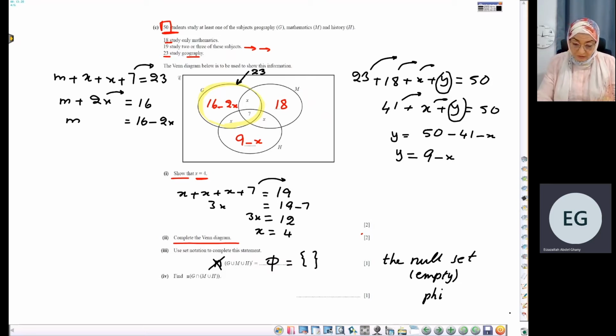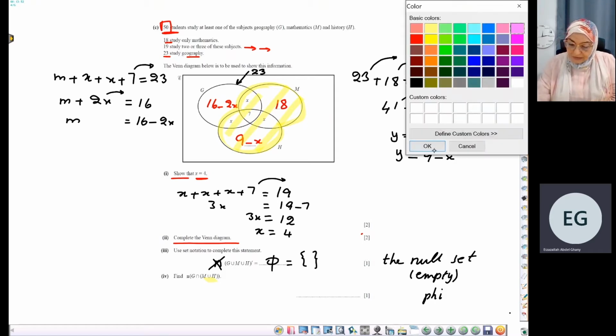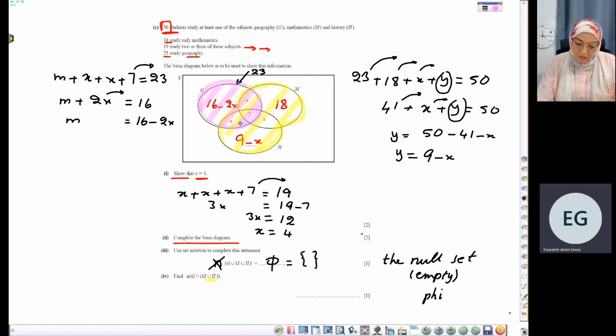Now, number of elements which are in the region G intersection M union H. I should use colors to understand it. M union H is all this yellow region. This is M union H. Now G intersection, it means what is common in G and this yellow area. What is common in G, if we color G, for example, in pink, okay, what's common in G and the yellow area? You will tell me it is x plus 7, and you know that x is 4. So it is x plus 7. It means 4 plus 4 plus 7. 8 plus 7 is 15.